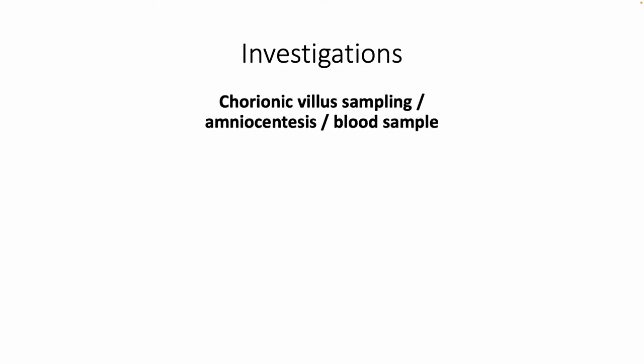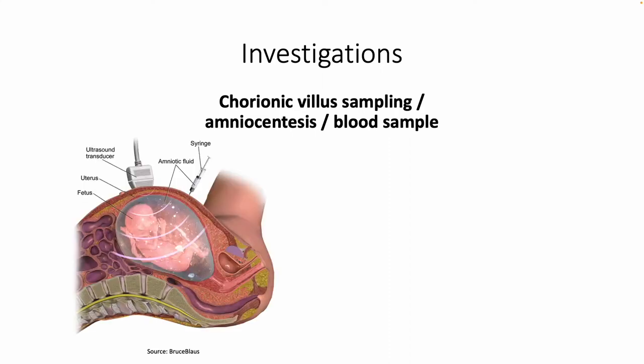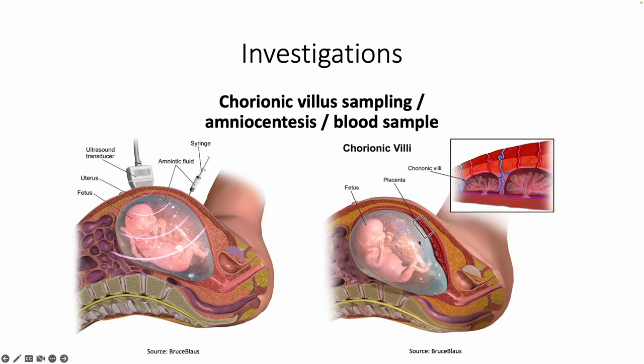The investigations are surrounding the DNA, so you can perform a chorionic villus sampling, amniocentesis, or a blood sample. So here you can see chorionic villus sampling and amniocentesis. Chorionic villus sampling is performed between 11 and 13 plus 6 weeks of gestation, whereas amniocentesis is normally performed from 15 weeks onwards. However, if the child is not diagnosed prenatally, it can be diagnosed postnatally using a regular blood sample, and it would detect those CGG trinucleotide repeats in the DNA.